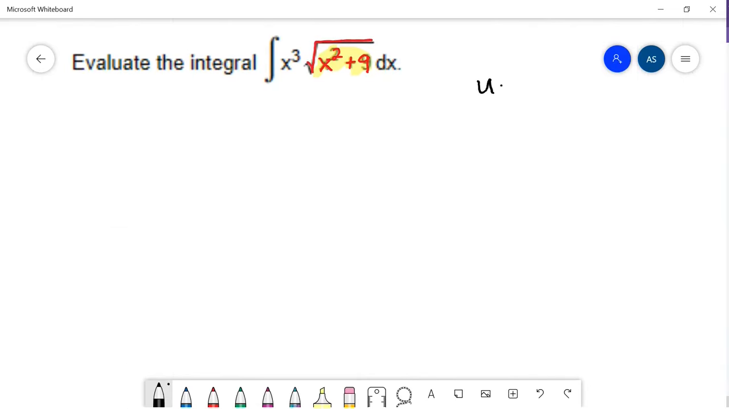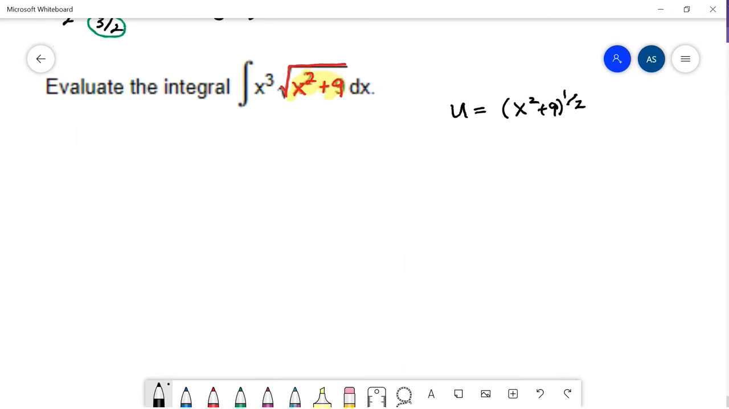Okay, so let me show you how this one plays out. I'm going to let u equal x squared plus 9 to the 1/2 power. I went ahead and I rewrote it in that exponential form. And I did that so it would be easier for us to calculate the derivative. So let's calculate the derivative. And again, we're going to write it in that differential form. So it'll be du equals 1/2 times x squared plus 9 to the negative 1/2 times 2x dx.